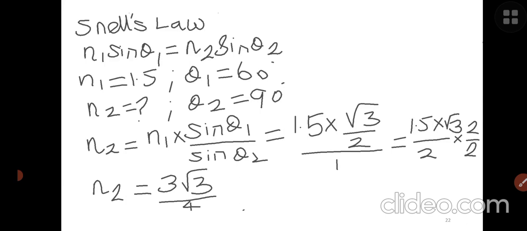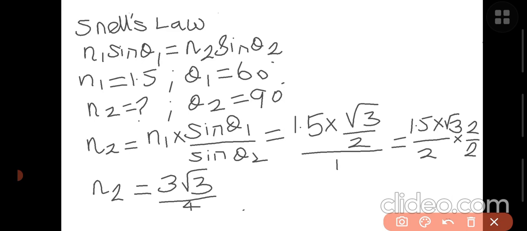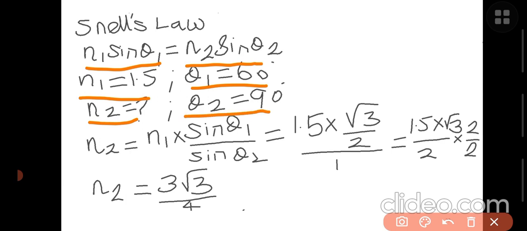According to Snell's law, n1 sine theta 1 is equal to n2 sine theta 2, where n1 and n2 are the indices for the two different media. n1 is given as 1.5 and theta 1 is the angle, which is 60 degree. What is the index n2 for the other medium? Theta 2, from the picture, we can calculate as 90 degree.